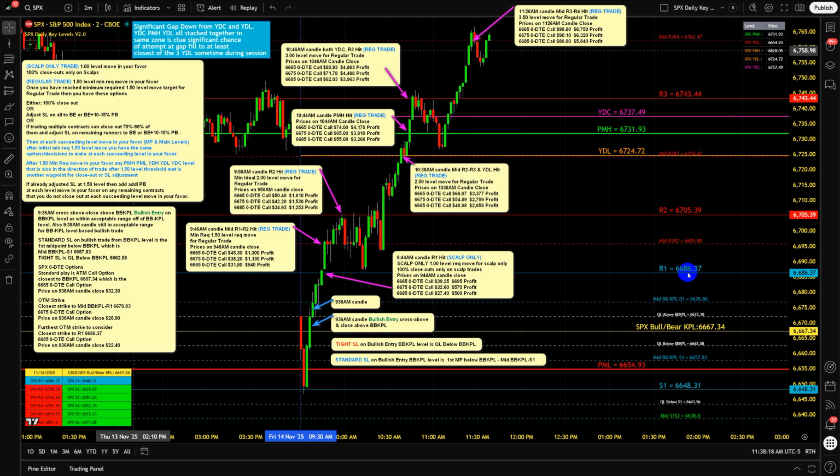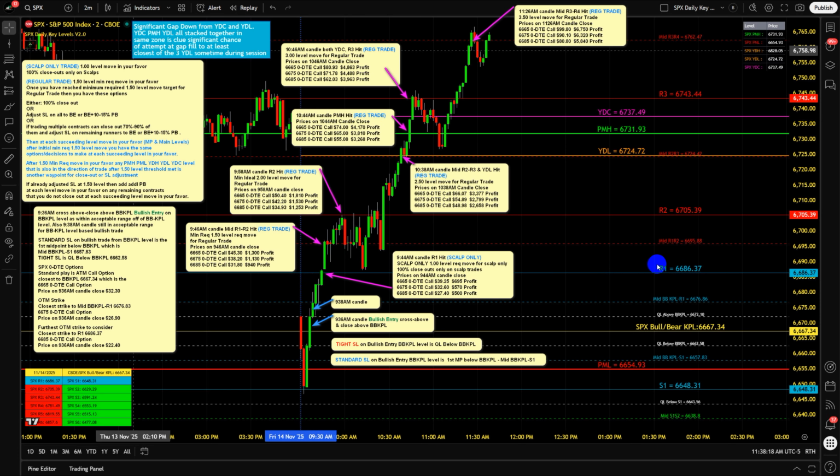Just going back real briefly to one point I made a few minutes ago, that if you were stopped out on this initial trade because you were looking for a 1.5 level move and you were holding on past the scalp and didn't close out and you were stopped out here, then you had a trade opportunity here as a bullish trade on R1.